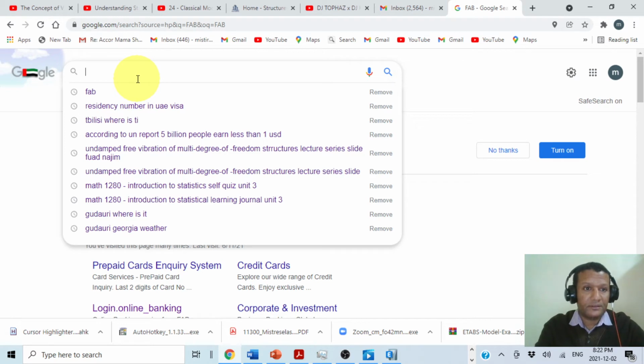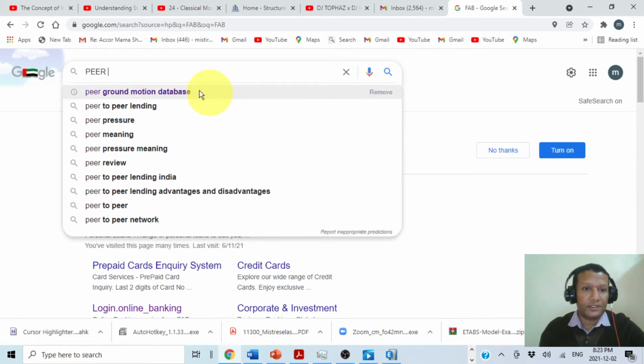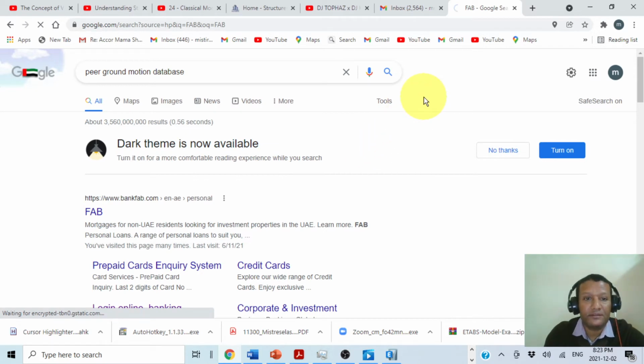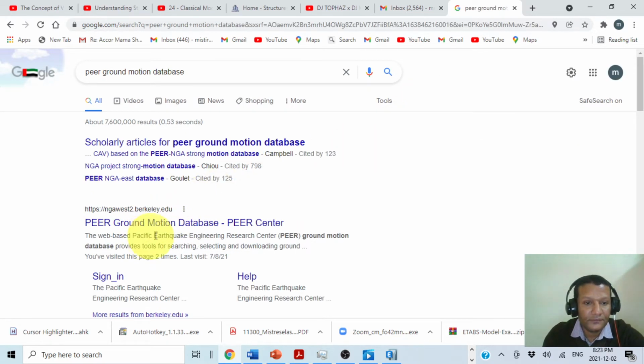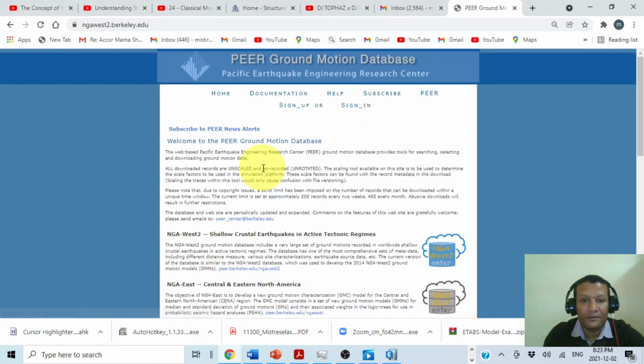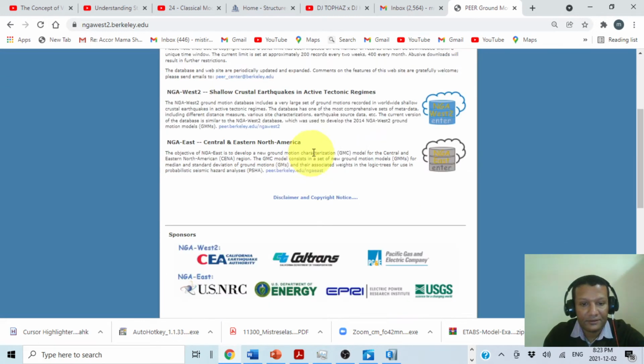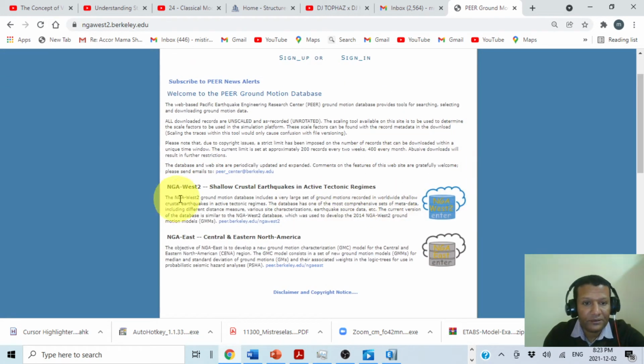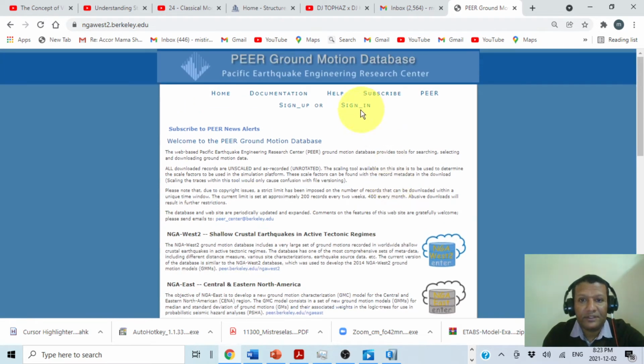Okay. PEER ground motion database. This one we can go directly online. This is the PEER ground motion database. This is a database. We have two sites. First, you will sign in here. If you don't have an account, you will register. I already have an account, so directly I can go there.